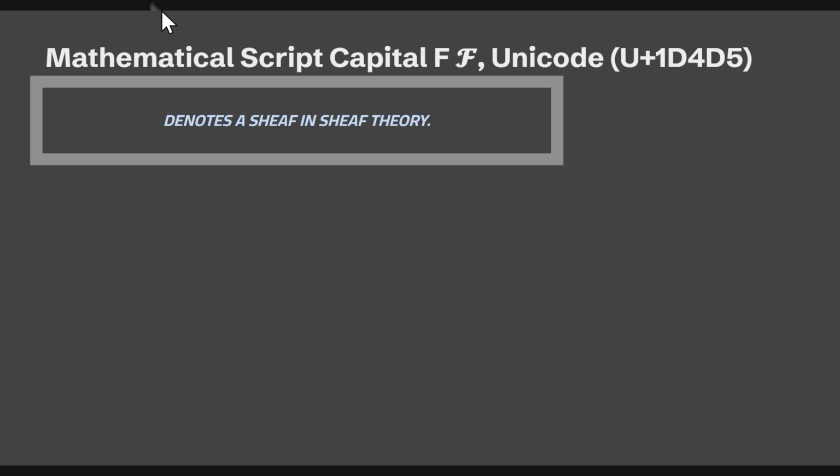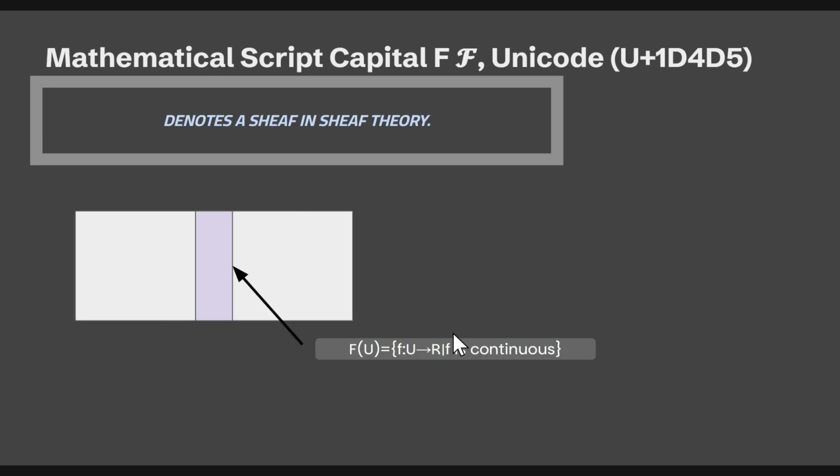Mathematical script F or calligraphy S denotes a sheaf and sheaf grid. The function f(u) equals f colon u identified when R is continuous is in between these two squares, or the sheaf of the two squares where data is being transformed.